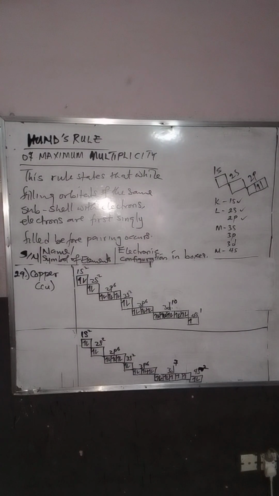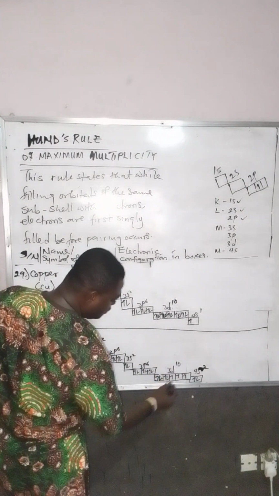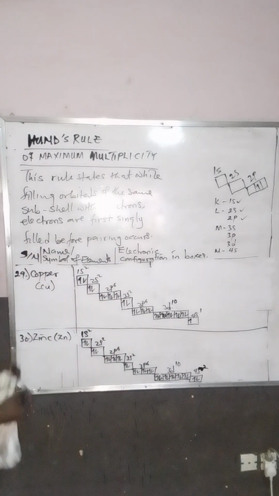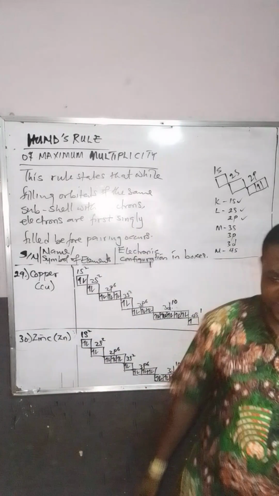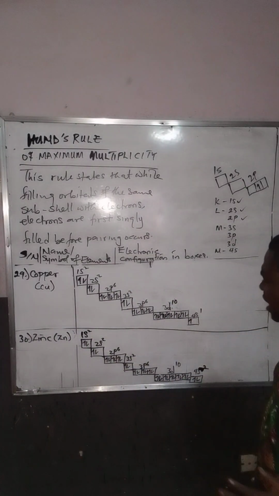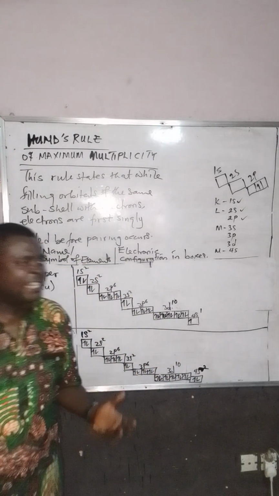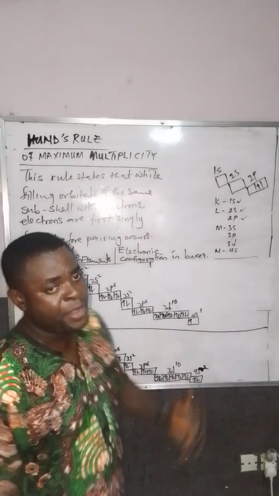Then lastly, I have zinc, number 30. Zinc, Zn. So this one is going to be 4s2, 3d10. So all this will be filled to capacity. So I think we are done with this lecture. This is the application of Hund's rule of maximum multiplicity that states that while filling orbitals of the same subshell with electrons, electrons are first singly filled before pairing occurs.